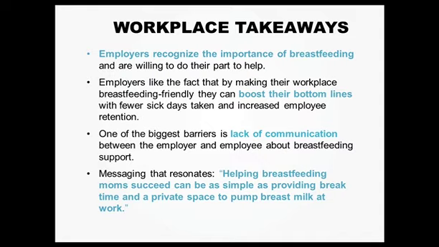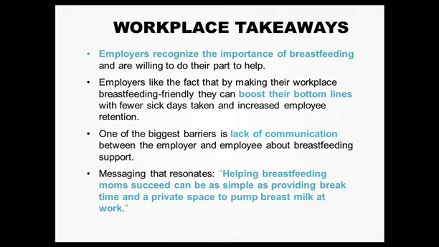This goes back to what Omar said about the key framing principles, and one of them is showing solutions and showing the role that you can play. So I think that's partly how this messaging resonated with doctors and healthcare professionals.